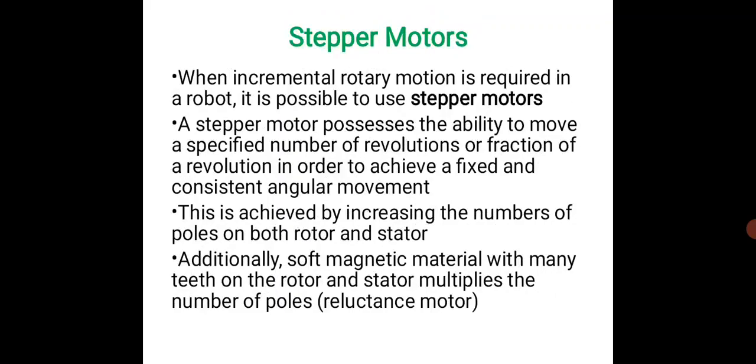And the stepper motor, from the name itself we could guess, makes an incremental rotary motion which is required in a robot, and this is achieved through the stepper motors. A stepper motor possesses the ability to move a specified number of revolutions or fraction of a revolution in order to achieve a fixed and consistent angular movement.